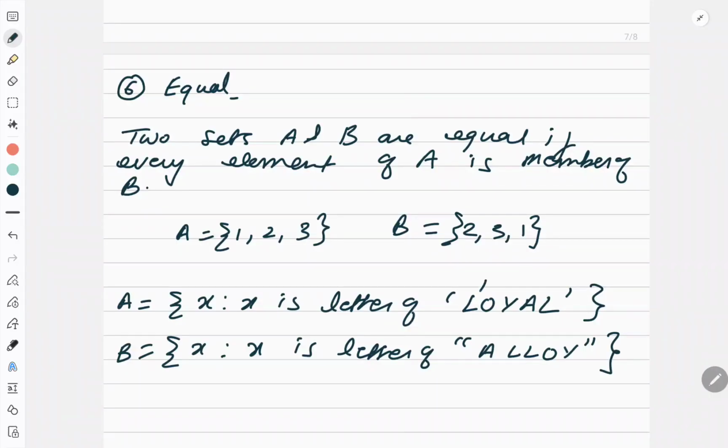Let us check. L is here, L is here. O is here, O is here. Y is here, Y is here. A is here, A is here. L is here, L is here. So these two sets are equal. Equal. Is it clear to all of you? So the concept is very simple.